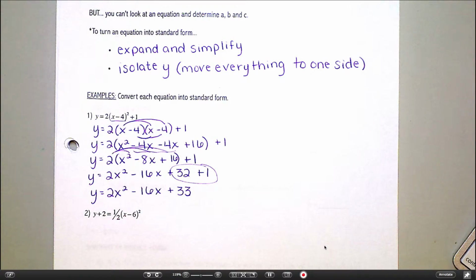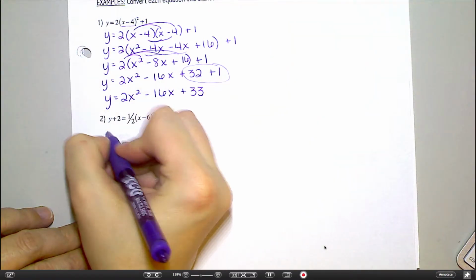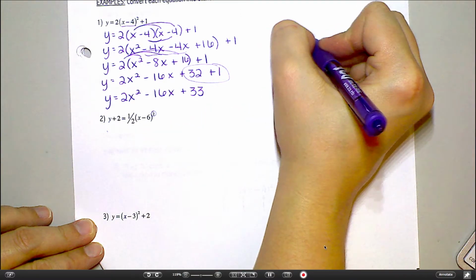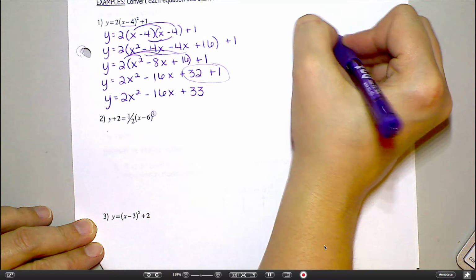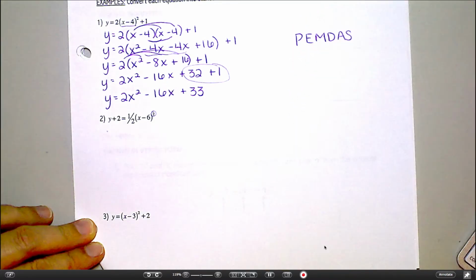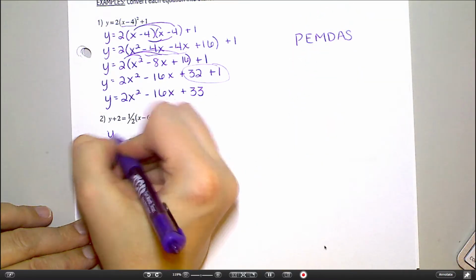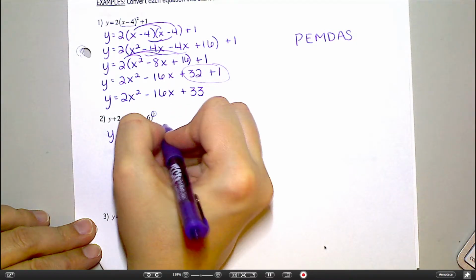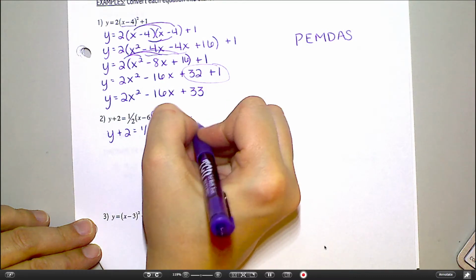So when I give you an equation and I say put this in standard form, it's just chugging away at it. Okay? Let's try the next one. y plus 2 equals 1/2 (x minus 6) squared. So I'm going to start by doing the squaring, because you're just following PEMDAS. You're just doing everything in order. So first I'm doing the exponents, which is the square. Okay? So y plus 2 equals 1/2 (x minus 6)(x minus 6).